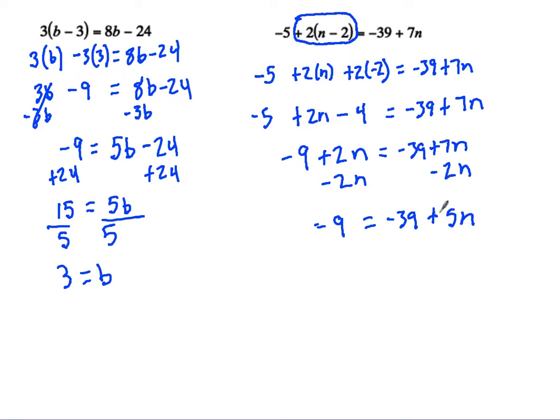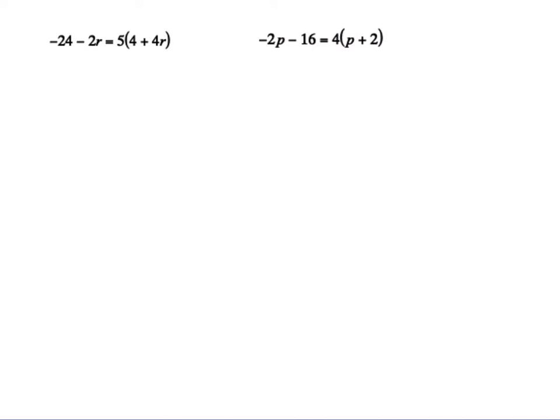Now I need to do something on this side. This side has two terms left on it, so I need to do something with the constant here. So plus 39. Negative 9 plus 39 would be 30. 30 equals 5n. Divide both sides by 5. So 6 equals n. You see all the steps it takes to solve these type of equations. These problems are getting longer than the problems we're used to dealing with. So you got to pay attention. Details matter on all these.